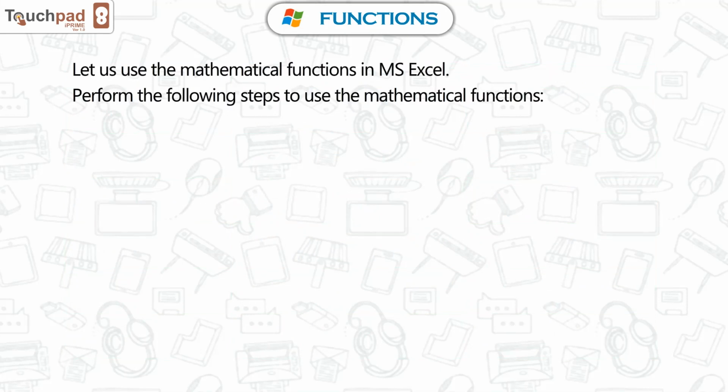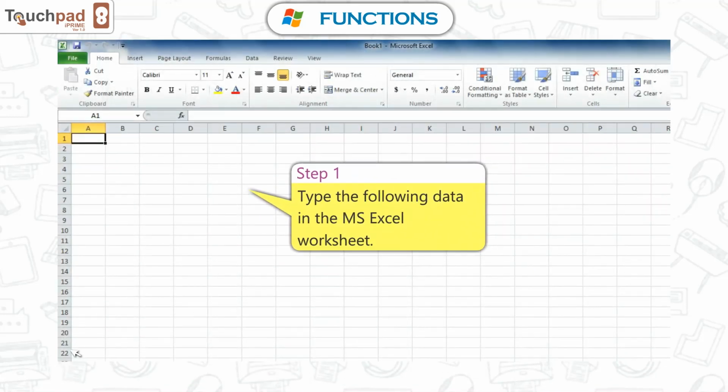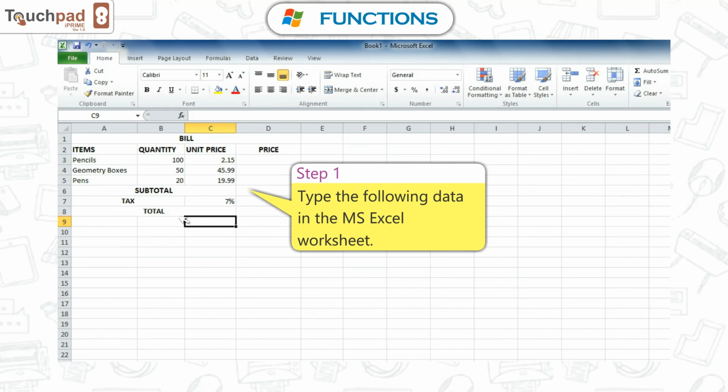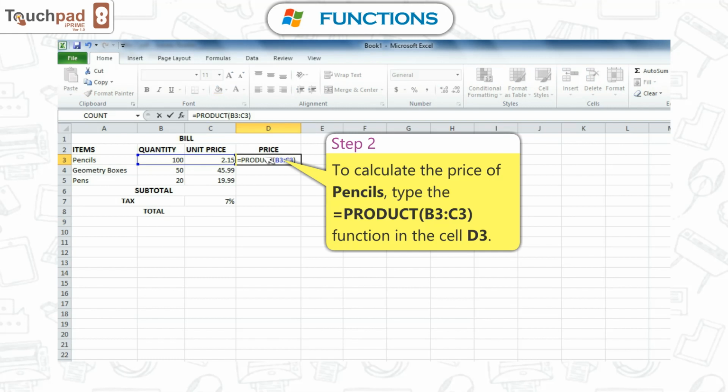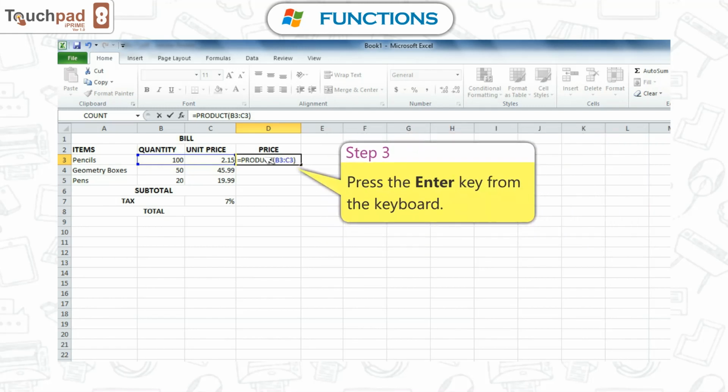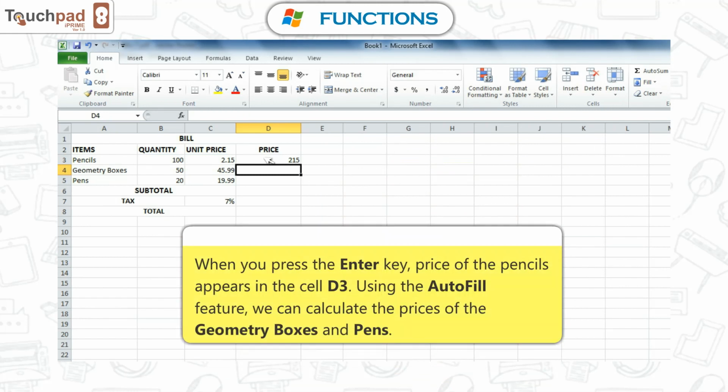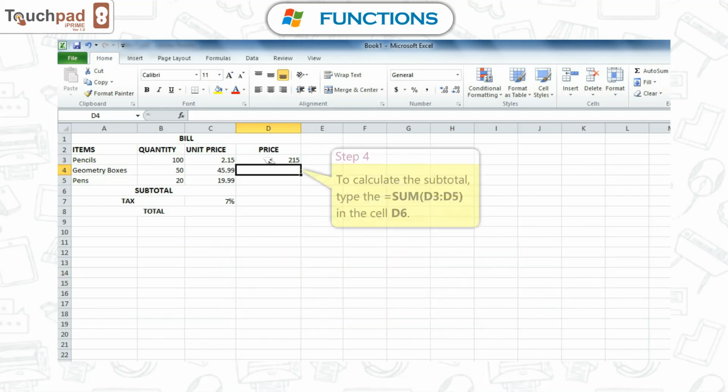Perform the following steps to use the mathematical functions. Step 1. Type the following data in the Excel worksheet. Step 2. To calculate the price of pencils, type the =PRODUCT(B3:C3) function in the cell D3. Step 3. Press the Enter key from the keyboard. When you press the Enter key, the price of the pencils appears in the cell D3. Using the autofill feature, we can calculate the prices of the geometry boxes and pens.